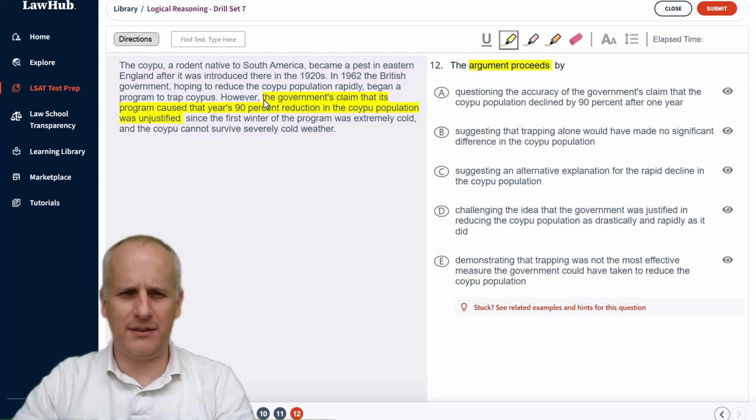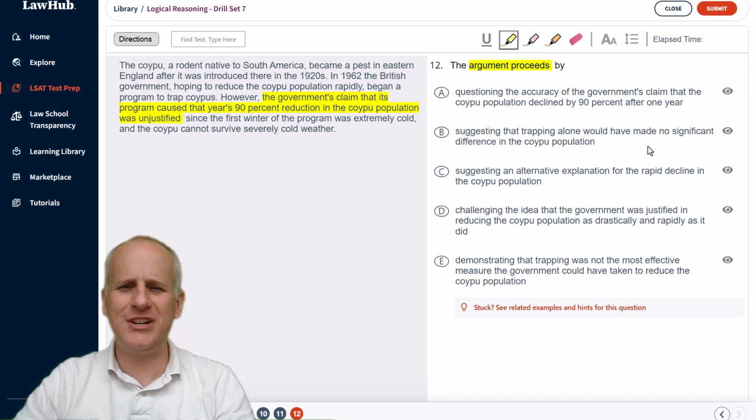So we've got a scenario that is described. Coypu became a pest. In 62, a plan was enacted to remedy the problem. However, we're being told that the government's statements about how that plan worked are not true because of this other evidence, this other reason that the coypu's population would have gone down that 90% that year. So we've got that mental prediction. We're going to go to our answer choices, seeking reasons to eliminate that we can highlight as we go.